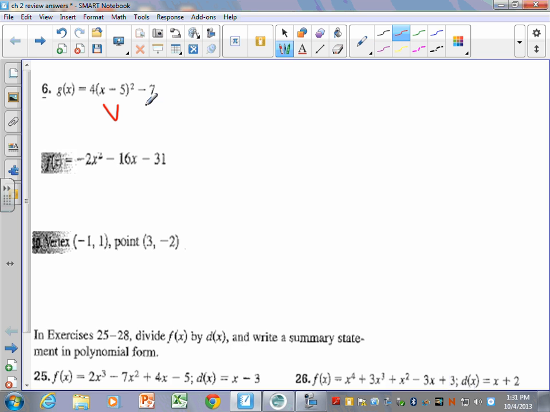It's not working. The vertex is H and K, so you would say the ordered pair 5, -7. Opposite sign of the inside, same sign as the outside. And I think it asked you for the axis of symmetry. The axis of symmetry is x equals h, so that would be x equals 5.